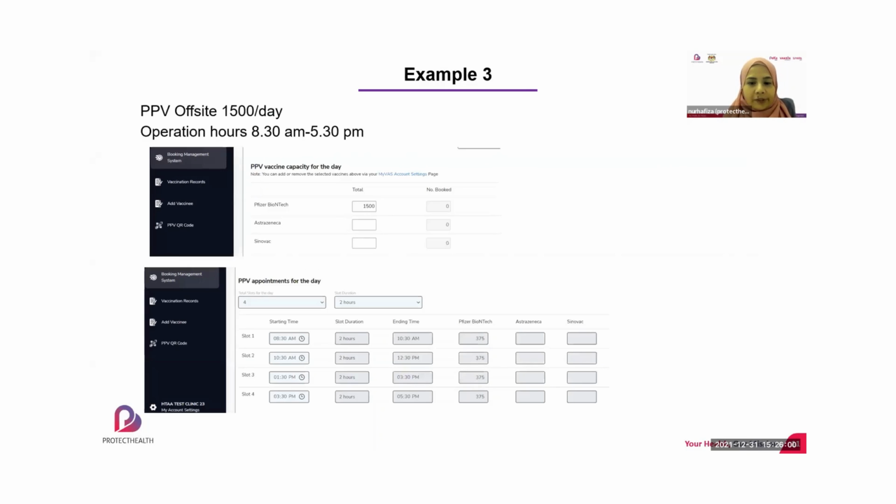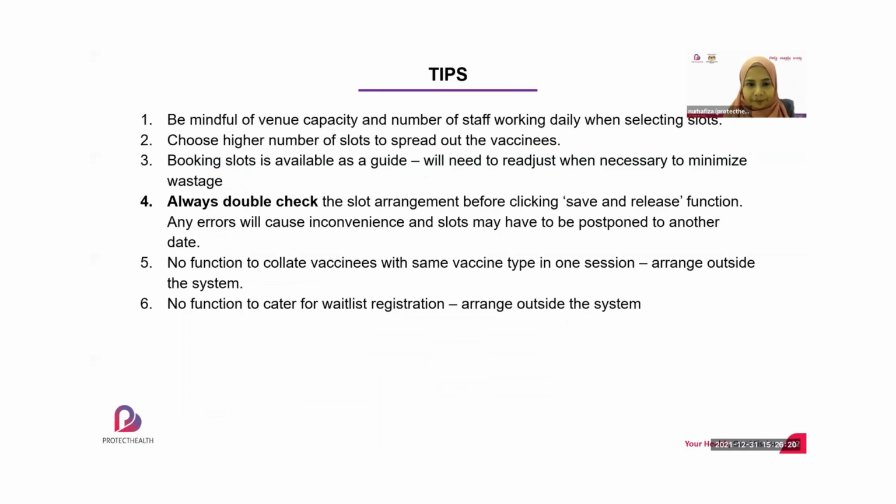And usually, for example, towards the end of the slots, between slot 3 and slot 4, towards the end of the day, this is when you will need to adjust yourself on how to arrange the vaccinees in order to minimize the wastage of the vaccine.